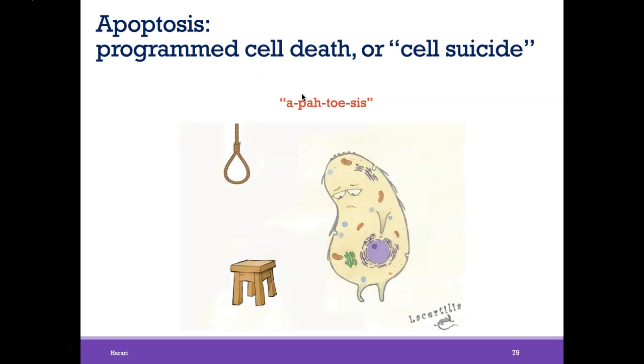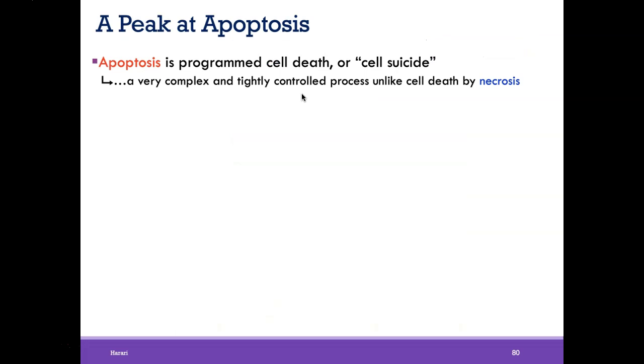And this is the only form of suicide that is actually very good, because our cells are doing this to protect the rest of the organism. So apoptosis is programmed cell death, and it's a very tightly controlled process. Necrosis is another type of cell death that's ugly. They just kind of burst open, and that's really bad cell death. Apoptosis is programmed, so it's actually very tightly controlled.